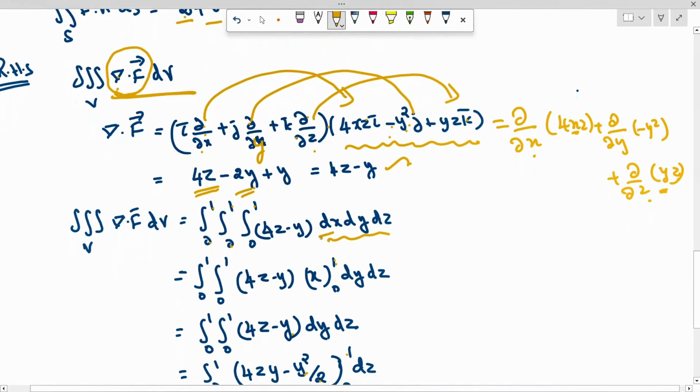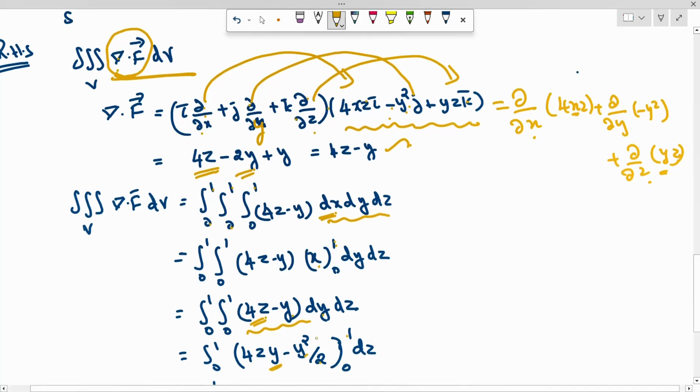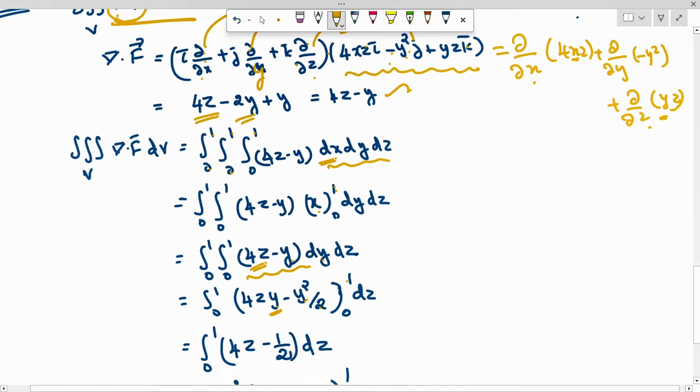Now first integrate with respect to dx. Here there is no x, which means we have to consider as constant temporarily. 4z minus y into x. Apply the limits 1. There is no change in 4z minus y. Again we are getting the same term. Now integrate with respect to y. 4z here constant. 4z into y will come. Integral of y will be minus y square by 2 to the limit 0 to 1. Now apply our upper limit value 1 in y. We will get 4z into 1 minus 1 by 2. Then lower limit value 0.